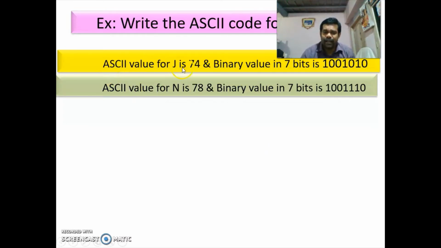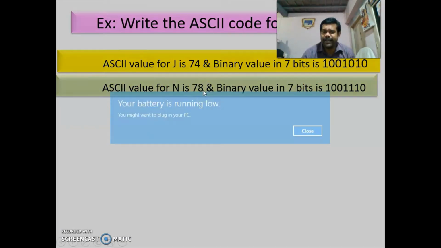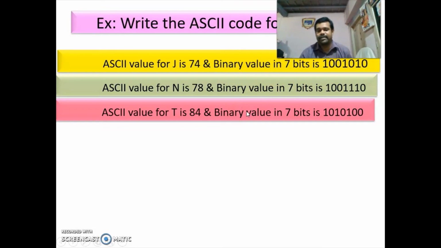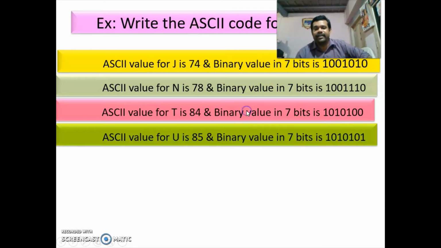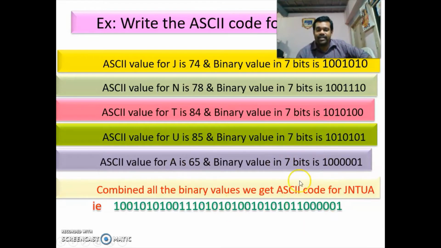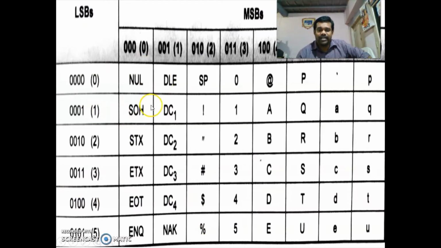The ASCII value for J is 74. So now we write 74 in binary. Then we write the ASCII value for N. N is 78, so we write 78 in binary using 7 bits. Then we write T, then U, then A. That is JNTU Anantapur. Then we combine all of them. This is the ASCII code for JNTU. So these are the ASCII values for some characters.